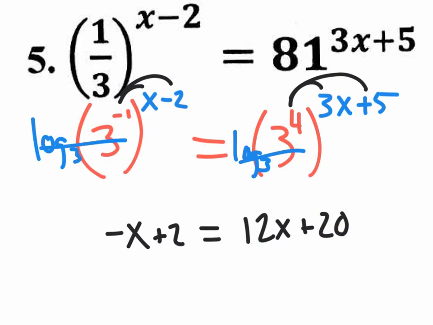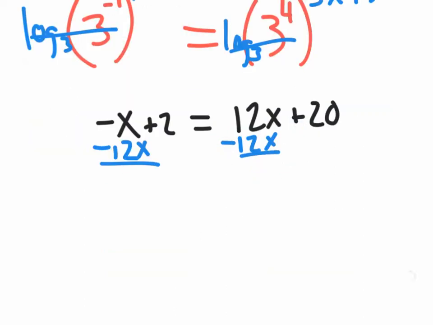Let me move the 12x over to the left side by subtracting 12x on both sides. And let me move it up to make some space. We end up with negative 13x on the left side, plus 2 equals 20, of course. And now let's continue solving.